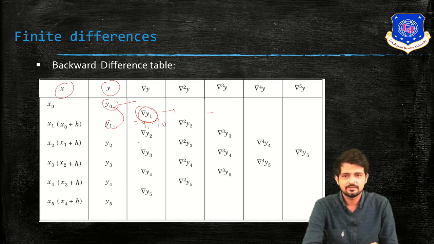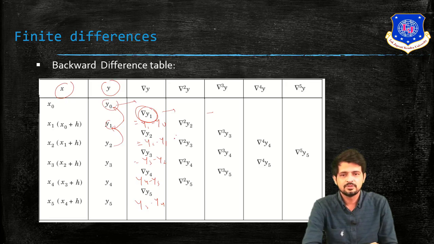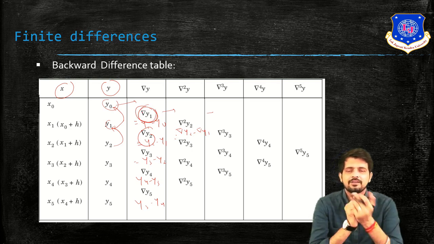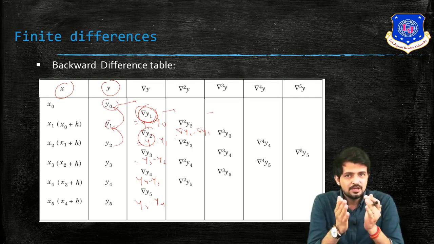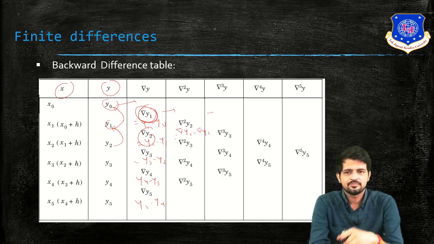Similarly, if I want to find nabla y2, then I have to take the difference of y2 minus y1. So it will be written as y2 minus y1. This is written as y3 minus y2, y4 minus y3 and y5 minus y4. Similarly, if I want to write the value of nabla square y2, then nabla y2 minus nabla y1, this value minus this value. So in this way we can write the values in the backward difference table, right?